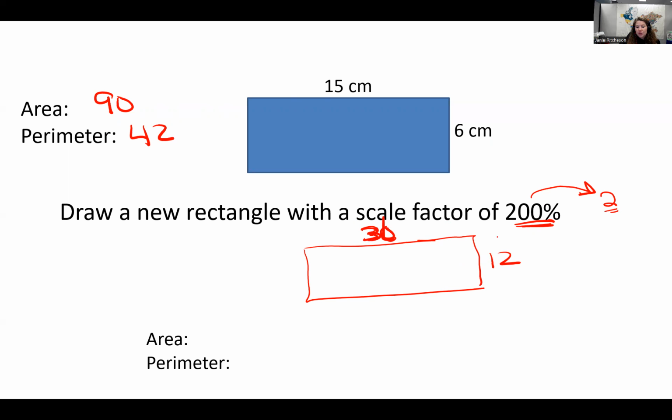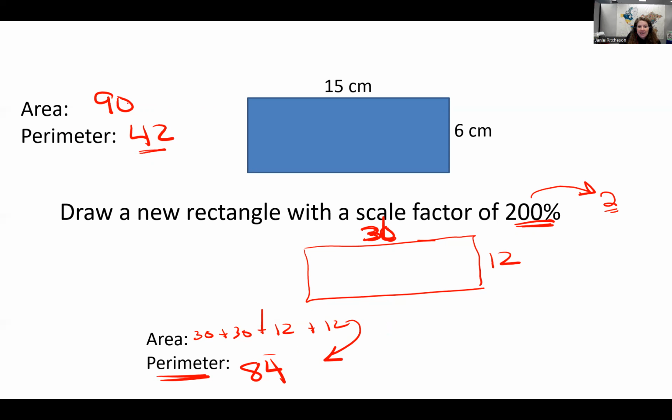So now we're going to find the new perimeter. We would do 30 plus 30 plus 12 plus 12, and we would get 84. Oh, wait, I'm sorry. That's the perimeter, 84, which is twice as big as 42.